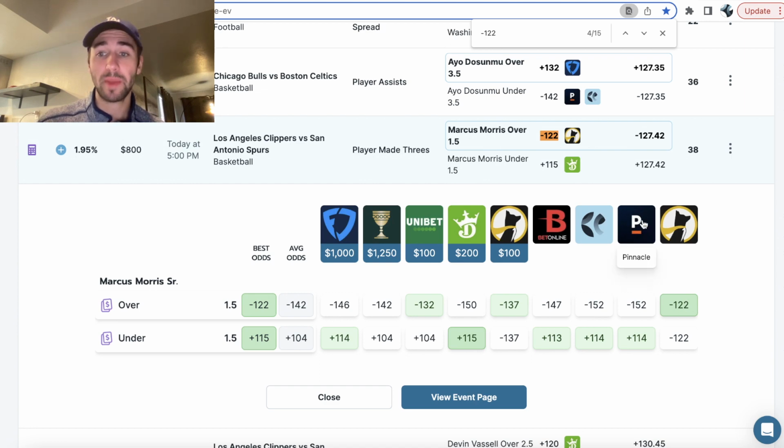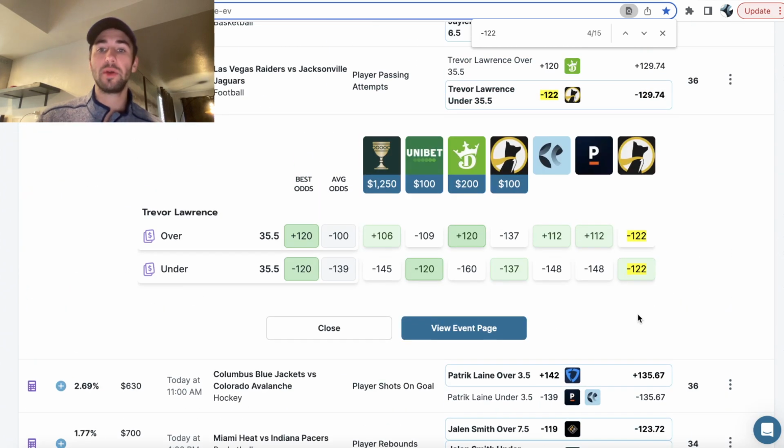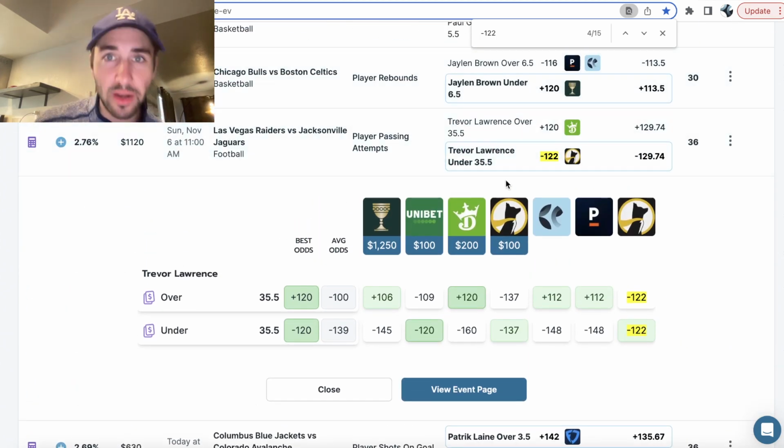Pinnacle, the sharpest bookmaker in the world, they're 30 cents worse, right? They're giving you minus 152 on Morris over 1.5 threes. So as a sharp bettor, we're always looking for value, right? That's all that matters long-term in sports betting. You're like a savvy investor, you look for value. If there's value in NFL player props, we bet on NFL props.